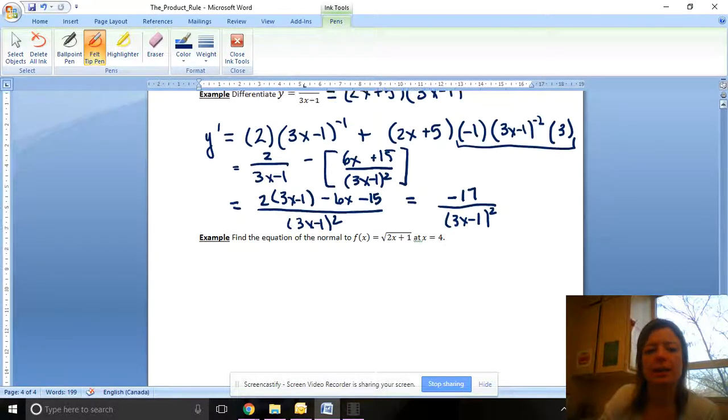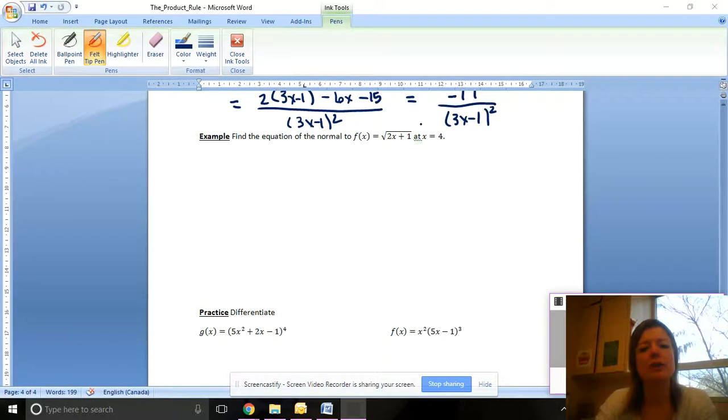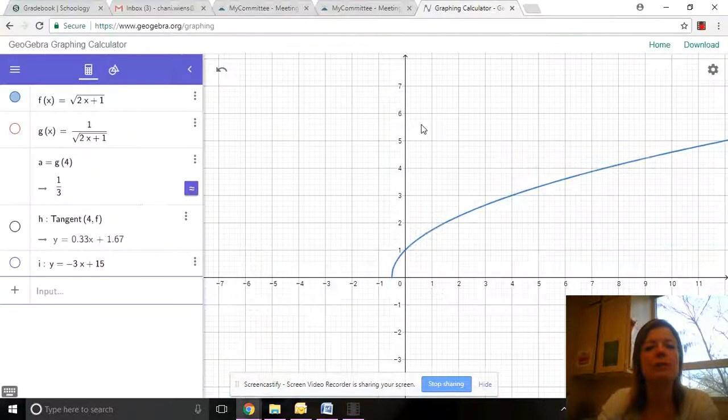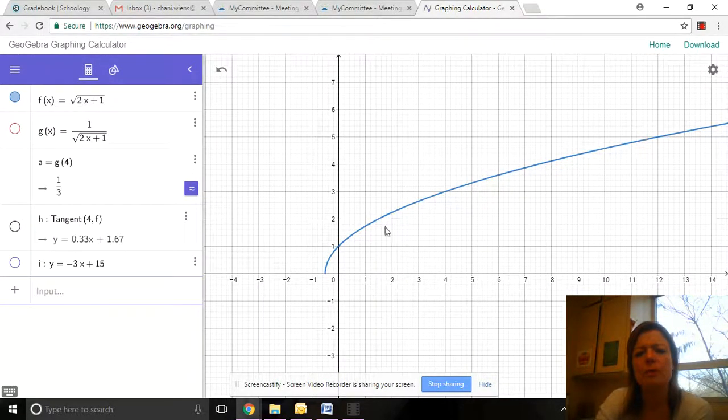Okay, last example. Find the equation of the normal to this function at x equals 4. I actually graphed this on GeoGebra for you. This is the function here, f of x equals root 2x plus 1. It's a square root function. And they want us to look specifically at the point here at 4. Remember, they want a normal. A normal is a straight line that cuts it at a 90-degree angle, that is perpendicular to the curve at that point.